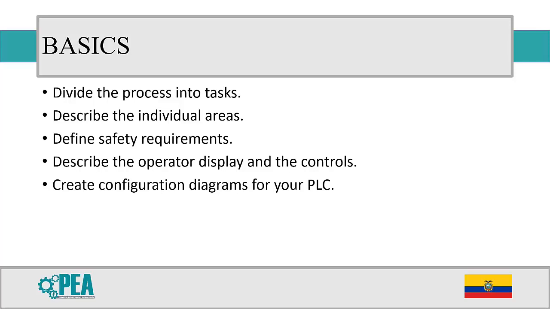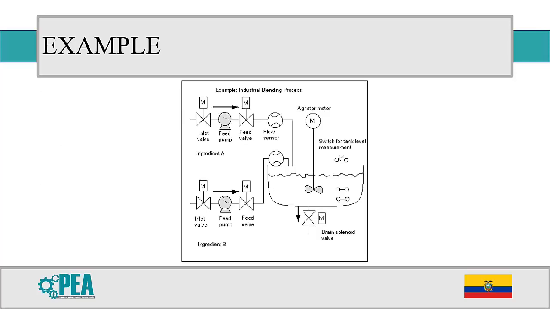Continuing, I will explain each of these steps with an example. The example that we are going to use is an industrial blending process. Basically, there are going to be two ingredients that are going to be put into a mixer, and then there's a drain valve to take out all this material.